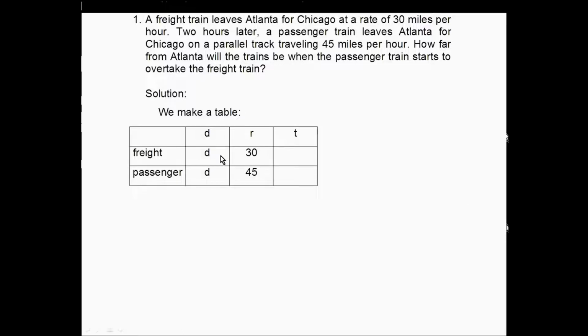So, now the d's are the same, because if the freight train and the passenger train are going to be having one passing the other, for one brief instant, they'll be the same distance from Atlanta. So when the passenger train starts to overtake the freight train, for one brief instant, they're the same distance from Atlanta. Now, the times. The freight train has been on the track 2 hours longer. So if the passenger train is t, then the freight train is t plus 2.